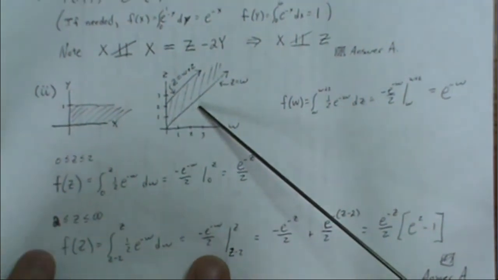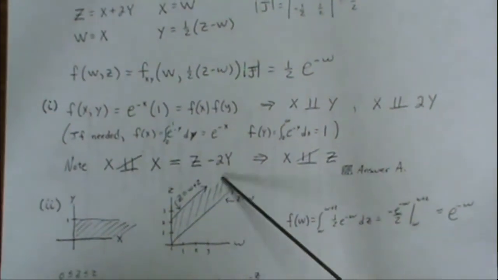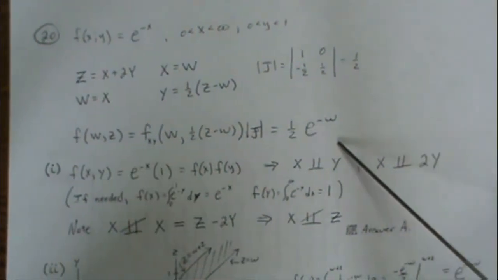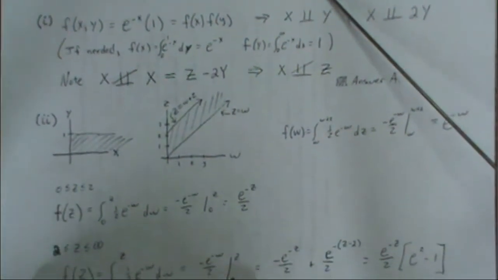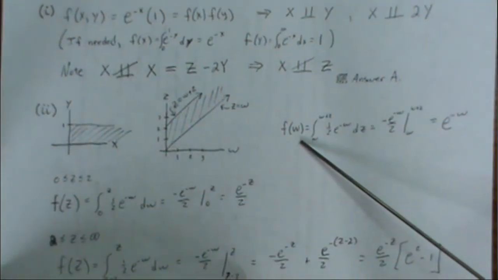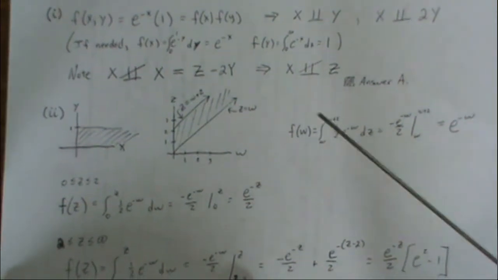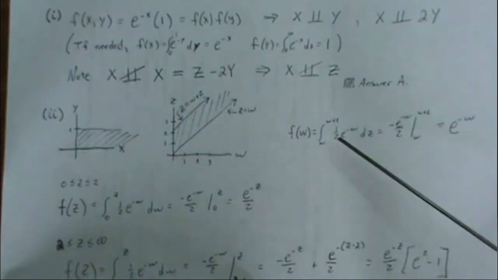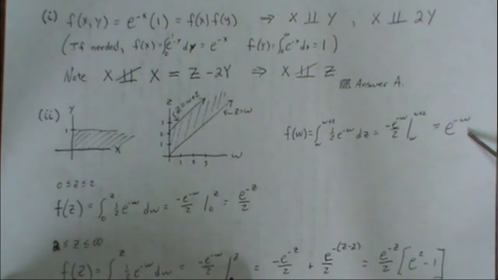Now we found the joint density for w and z up here. So the joint density of w and z is 1/2 e to the minus w. So now to integrate out and just find the density of f of w, we have to use this region here. So we're integrating out z, and z goes from w to w plus 2. That's the limits of integration, and then we get e to the minus w.